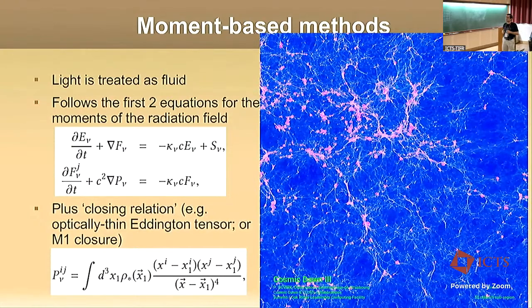It's easy to scale up. You can use it also on GPUs or other accelerators. So there are advantages. It's still expensive, but you can do amazing things as long as you are aware of the limitations of what you're doing.